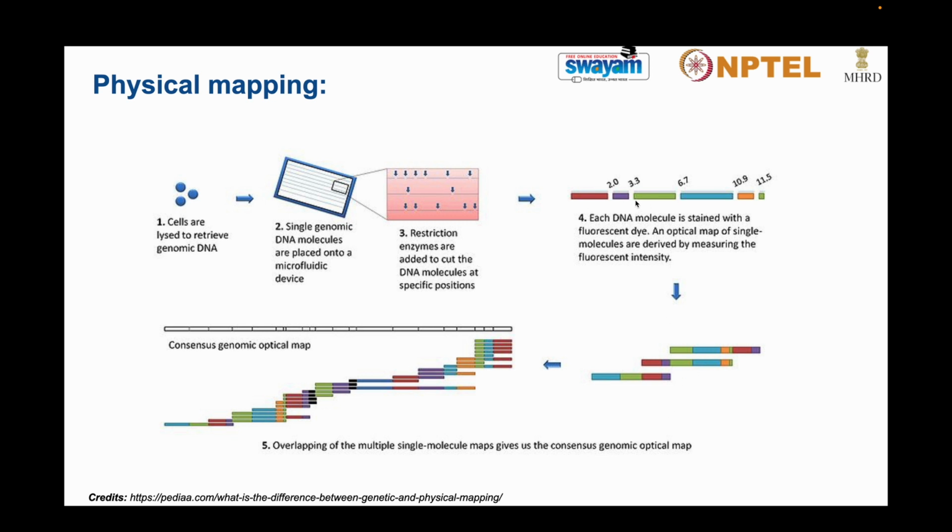In this way, the fluorescence intensity is measured for the different fragments, as each fragment is labeled individually. Now we can construct a consensus genomic optical map. The overlapping of multiple single molecule maps gives us the consensus genomic optical map. So at last, we get the entire genomic map by performing this restriction fragment digestion.